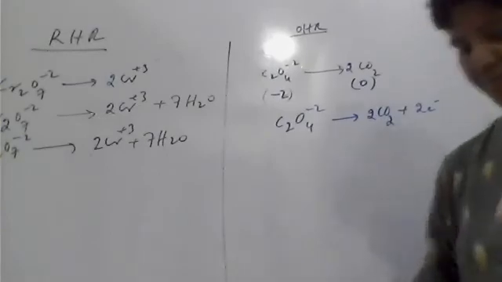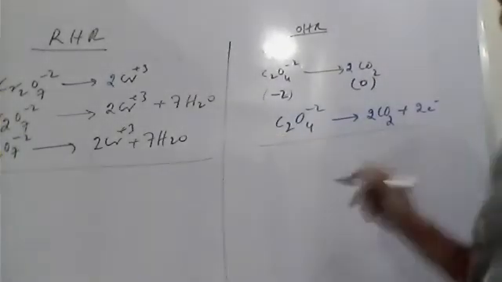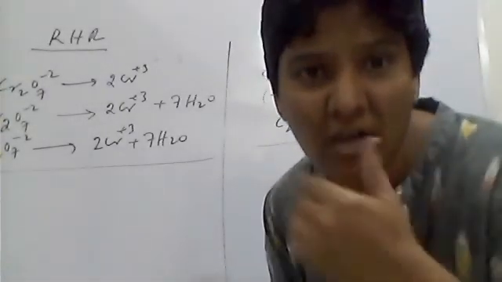And note one thing. Here students get confused. See, in a redox reaction, the reducing agent releases electrons.